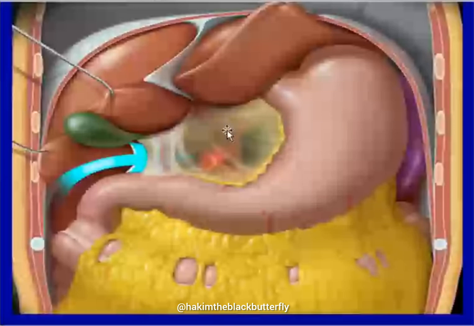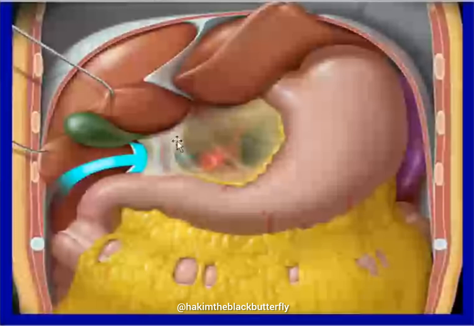Does anyone remember? Can I say that? Hepatogastric ligament. That is part of the lesser omentum between the liver and the lesser curvature of the stomach. And this one, which is between the liver and the first part of the duodenum, what do we call it? Hepatoduodenal ligament.